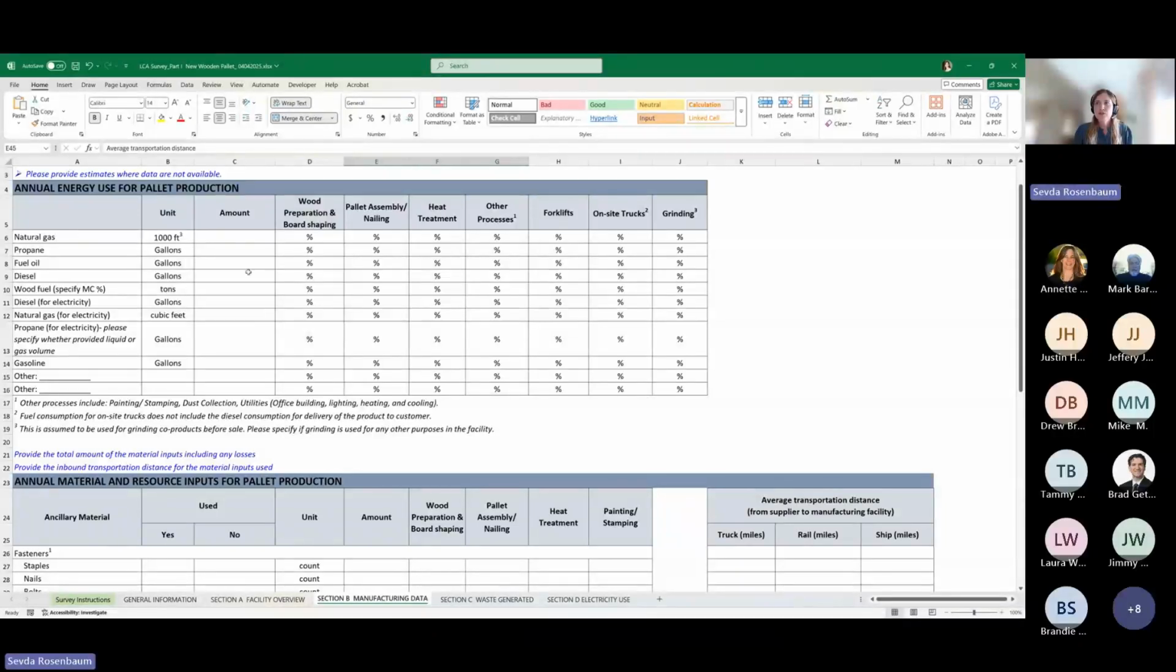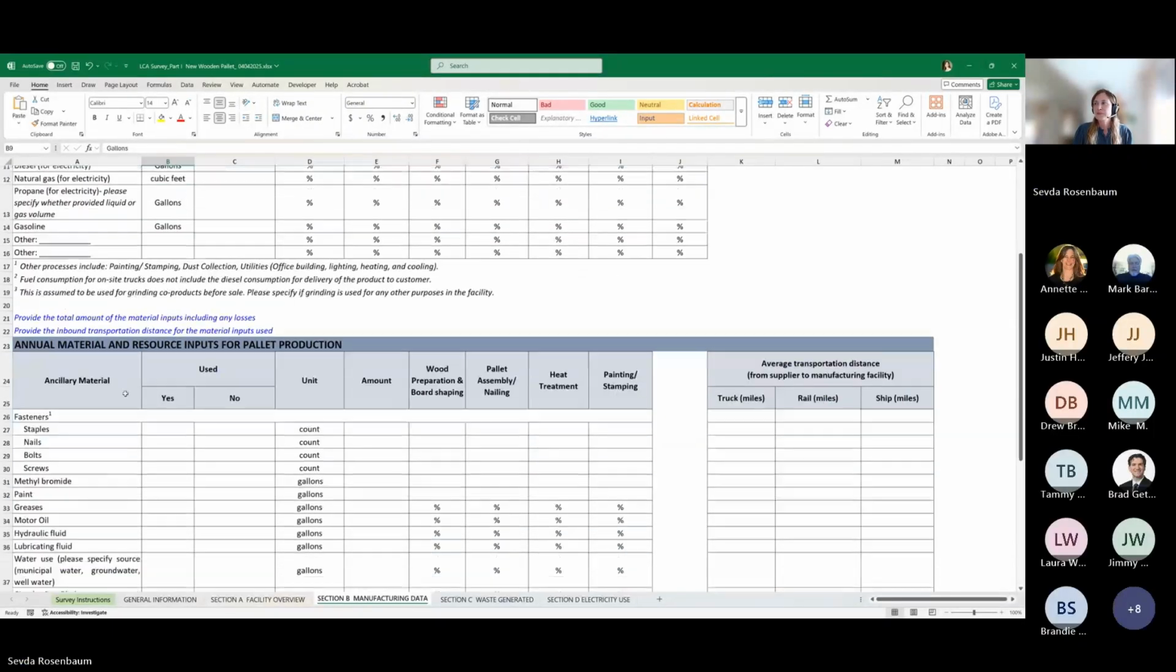And just to note that we have units in the tables, but please feel free to use any unit that's more convenient for you. If you have data in cubic meters or in different units, please feel free to delete this and use your own units. And if you have notes in any section, please feel free to type notes on the last column of each table.